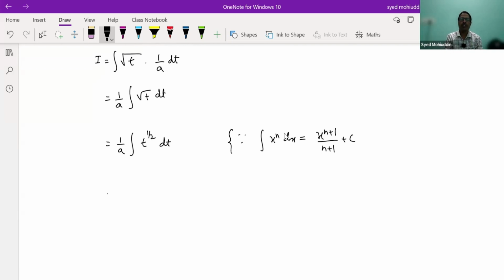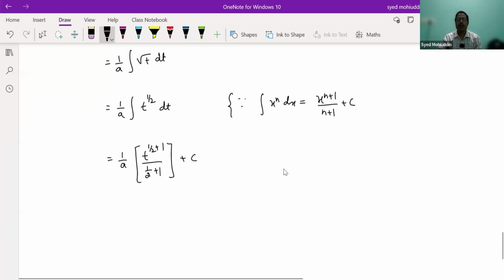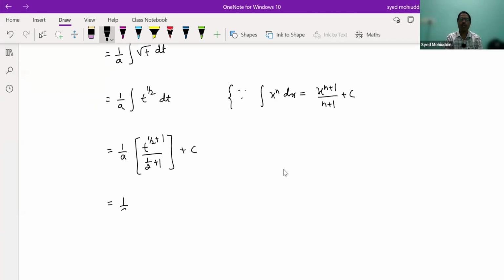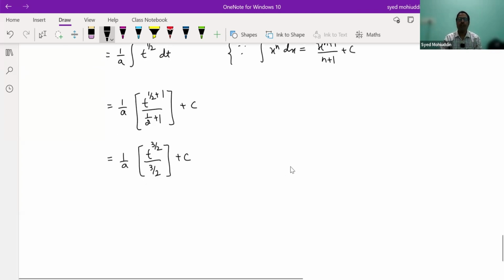So in this case also you can write 1 by a as it is, t power of n value is half. So we'll be writing half plus 1 divided by half plus 1 plus the constant of integration c. Or further, if you try to simplify this one, it is 1 by a, t power of half plus 1 will give you 3 by 2. Denominator also 3 by 2 plus the constant c. Or further, if I try to simplify 1 by a, 3 by 2 in the denominator, if I take it in the numerator, it becomes 2 by 3. And this t power of 3 by 2 will remain as it is.